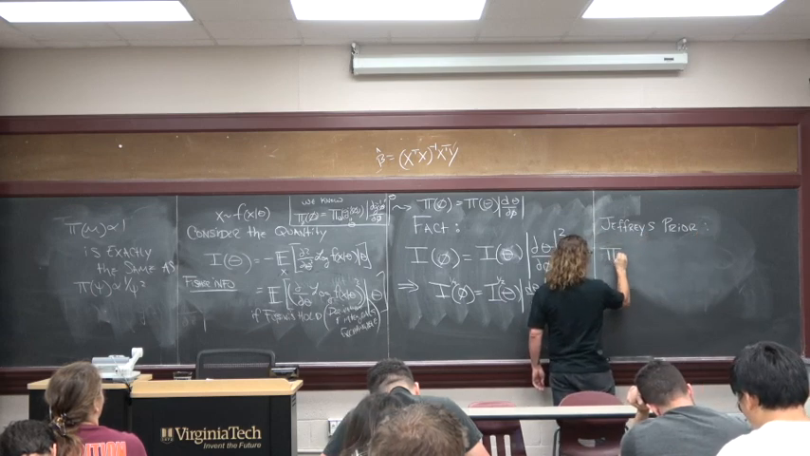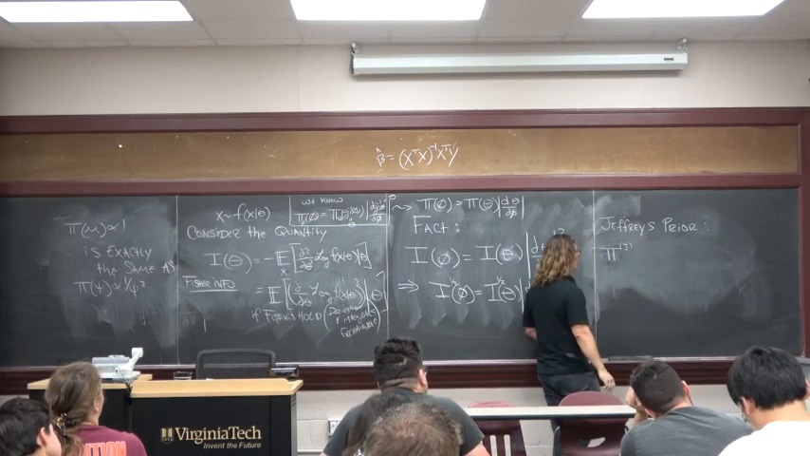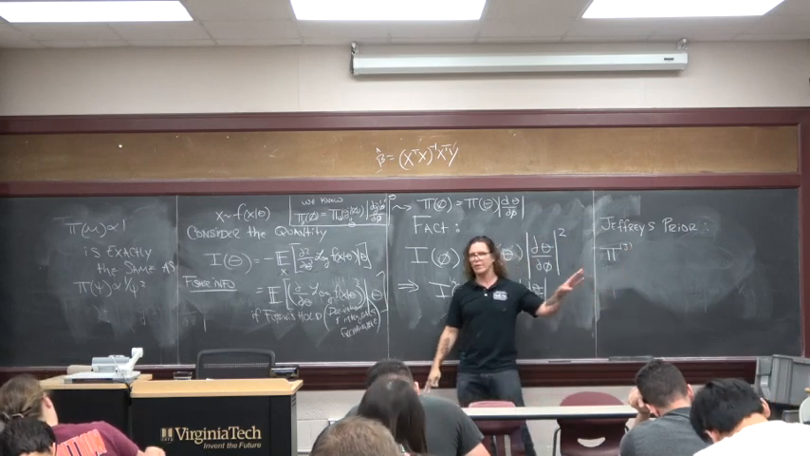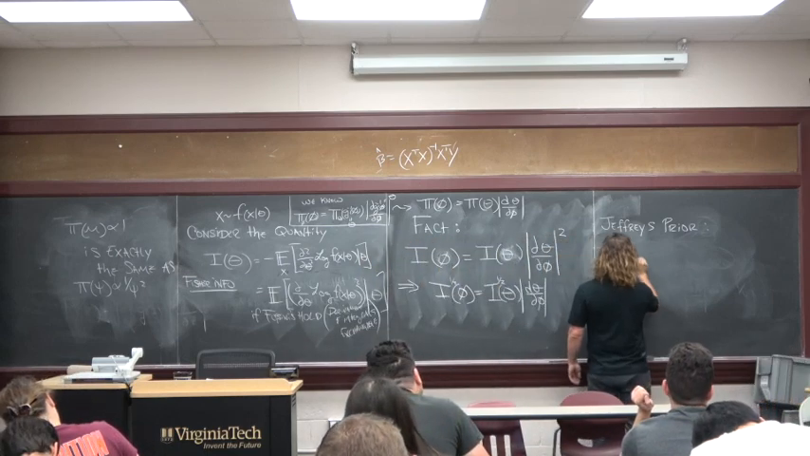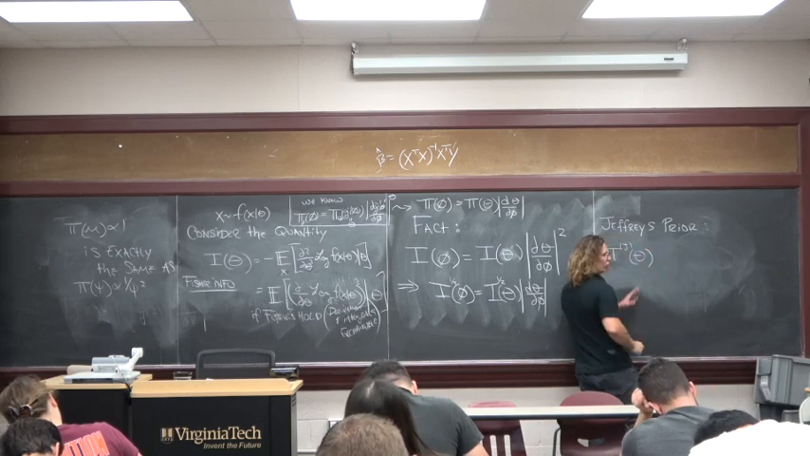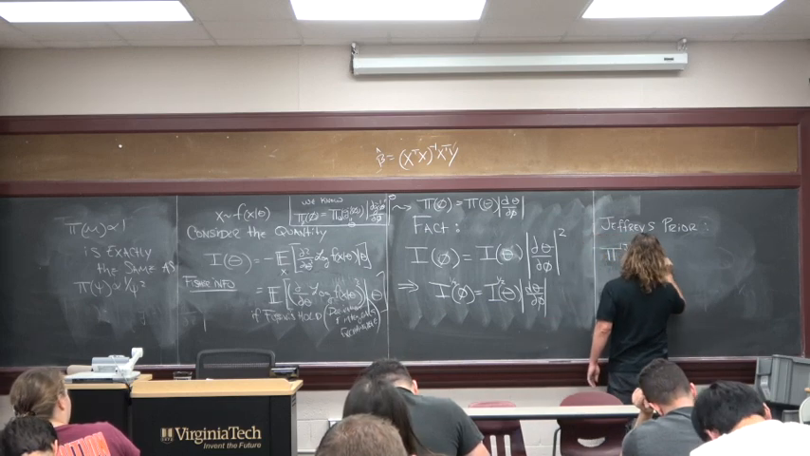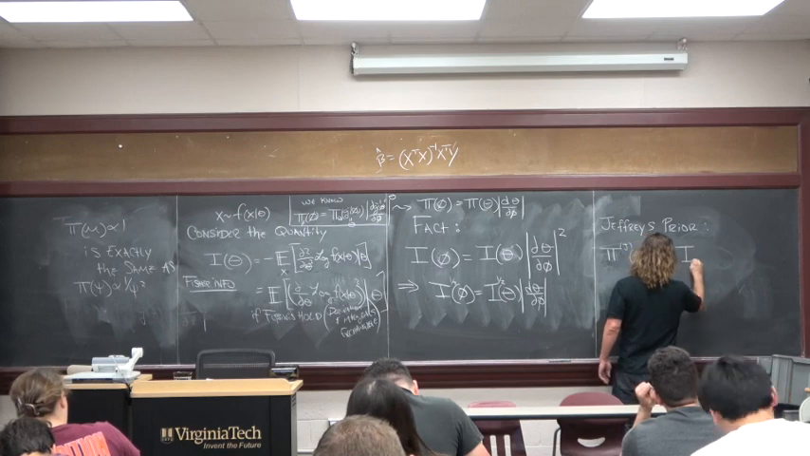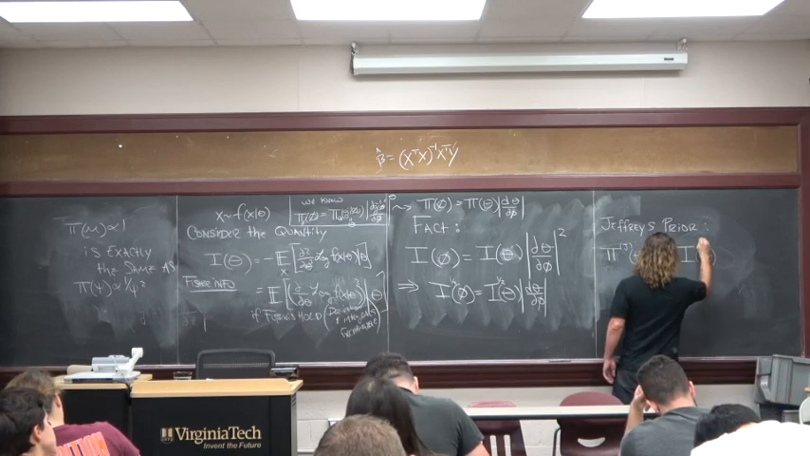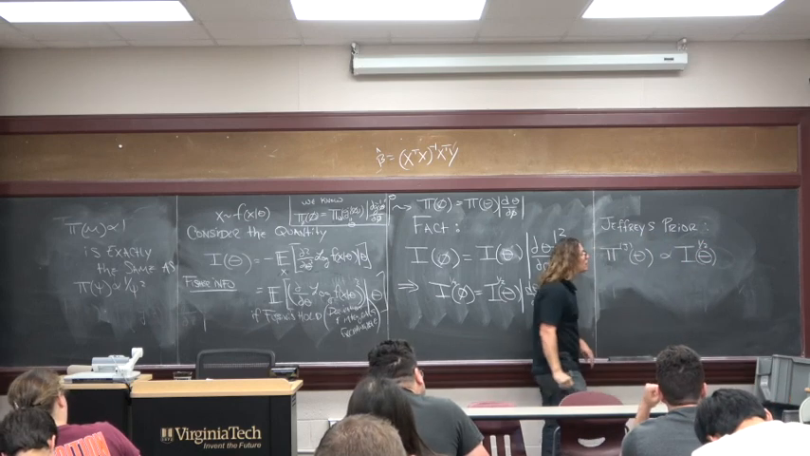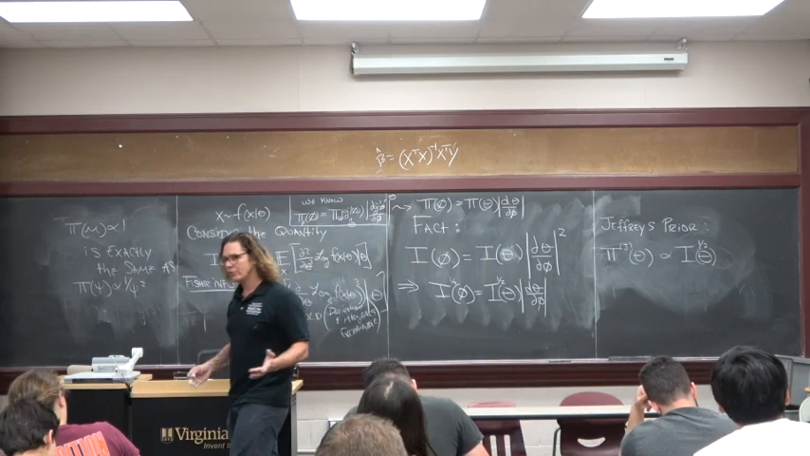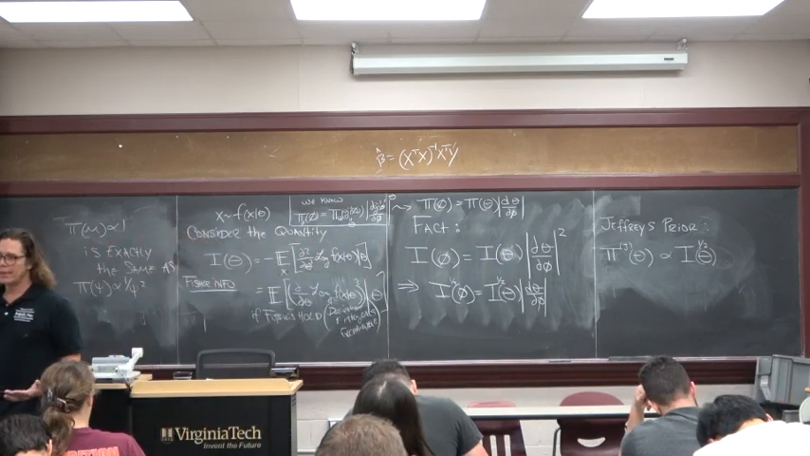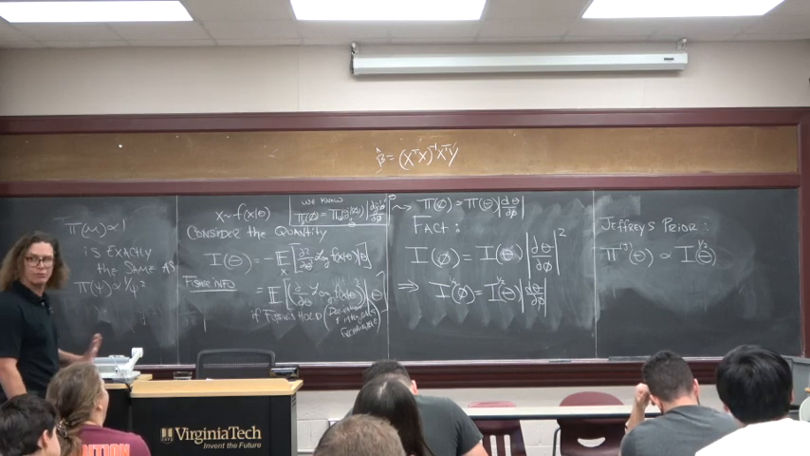And I'll write it down like this, pi j. I probably only use this notation throughout this lecture, just to be specific about this. Jeffrey's prior on some parameterization, I'll call it theta, is going to be proportional to I theta to the half power. That's it. So it's an auto rule. And it turns out this rule is transform invariant.